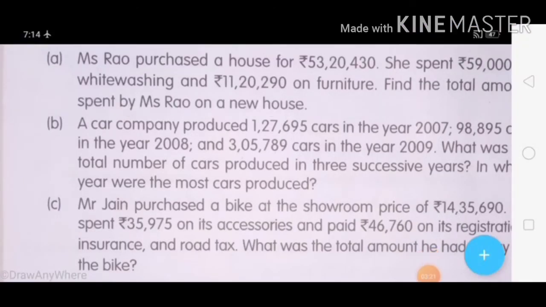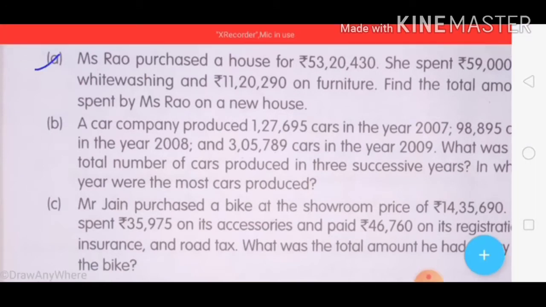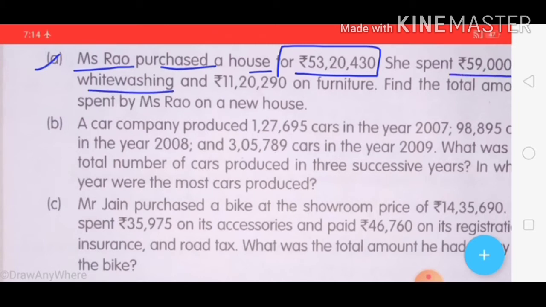Here is question number 5. Solve the following word problems. So a word problem is: Miss Rao purchased a house for rupees this. She spent rupees 59,000 on whitewashing and rupees 11,20,290 on furniture. Find the total amount spent by Miss Rao on a new house. So students, if we add all the amounts given, we get the total spent.